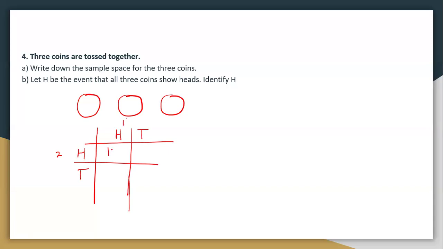So what sample space will you get? You'll get a head and a head, you'll get a head and a tail, you'll get a tail and a head, and then you'll get a tail and a tail. That means that when you toss 2 coins, the possible outcomes will be head, head; head, tail; tail, head; and tail, tail. But now you wanted 3.